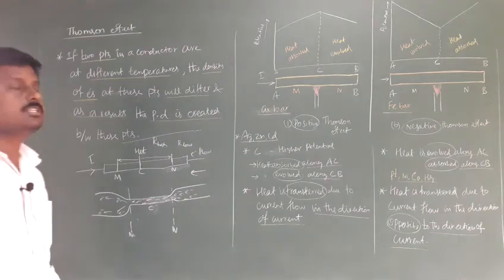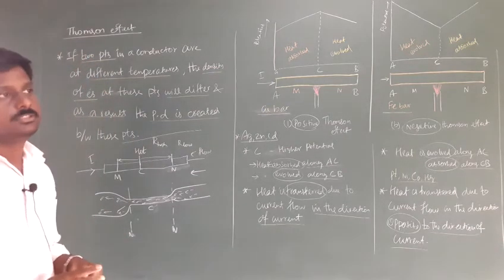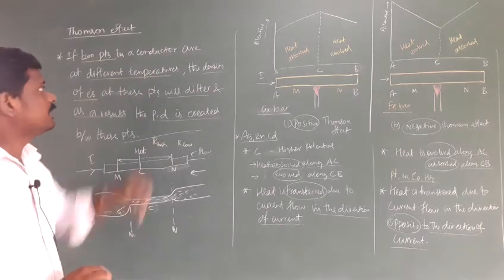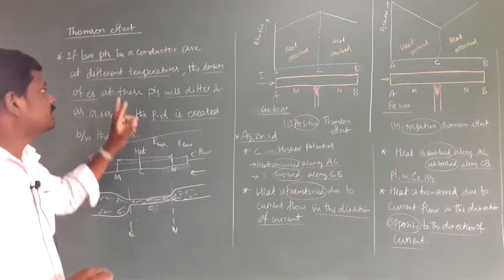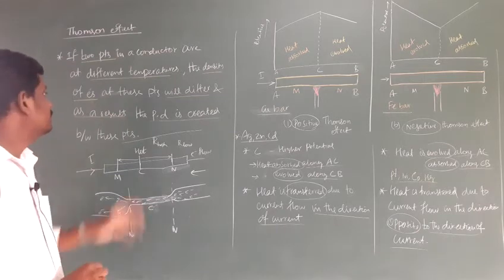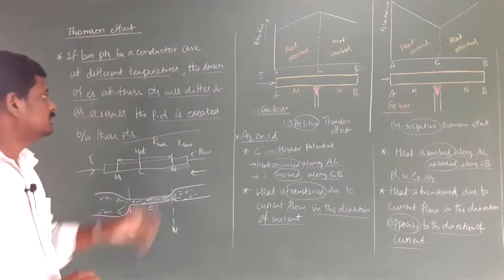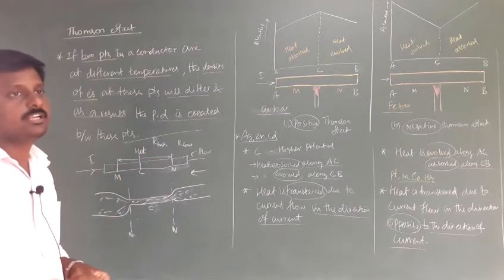So now we are going to discuss the Thomson effect. If two points in a conductor are at different temperatures, the density of electrons at these points will differ. As a result of this difference in electron density, a potential difference is created between the points.